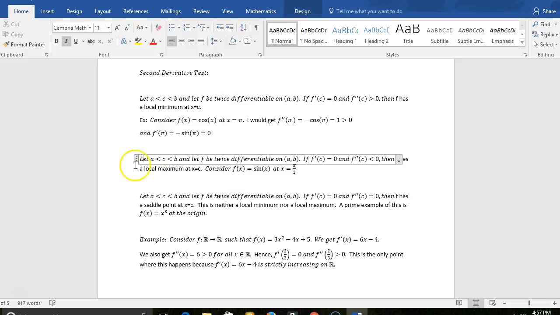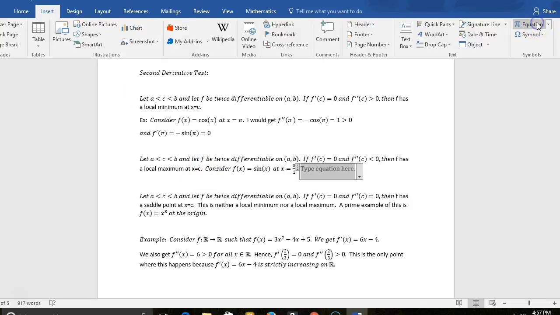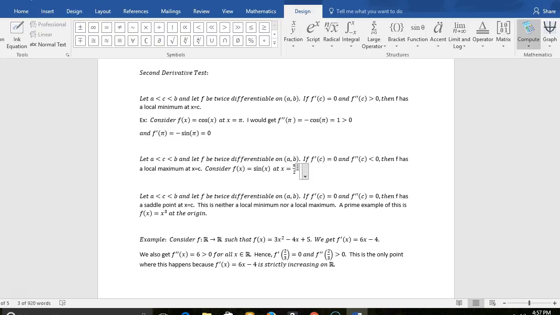Let's go down here. Let a be less than c less than b, and let, again, f be twice differentiable on (a, b). If f prime of c is 0 again, and this time f double prime of c is less than 0, then you might could guess f has a local maximum at x equals c. And consider f of x equals sine x at x equals pi halves. Again, we could finish what we started. We get f prime of x. Now that would just be the ordinary cosine.